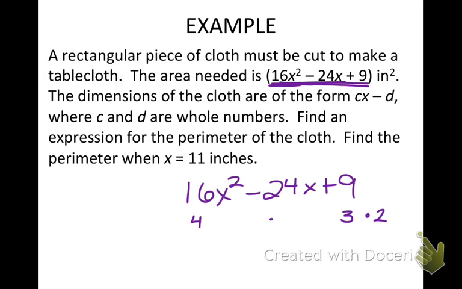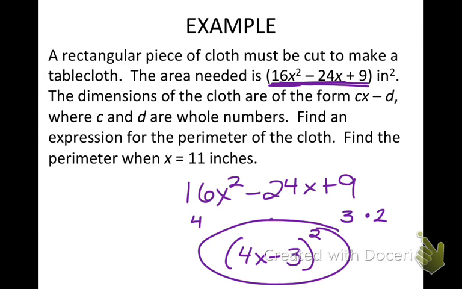But how does it work if that middle term is negative? It just makes a minus in between. 4x minus 3, squared. Good. Okay, 4x minus 3 squared.